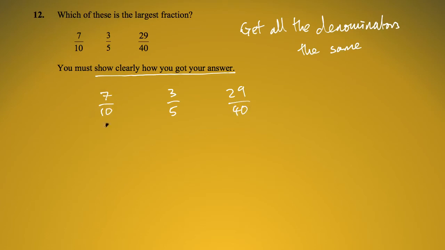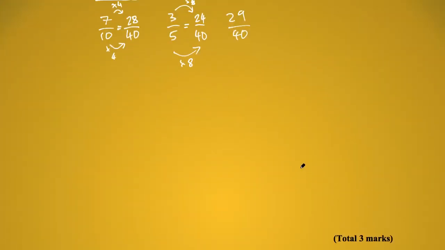So 7/10 times top and bottom by 4 to get to 40. That gives us 7 4s are 28. How do I do the same to get from 5 to 40? I would times top and bottom by 8 in that case. Three 8s are 24. So I can see that this is the smallest, this is the second smallest, and the largest one is 29/40. So, answer to the question, which of these is the largest fraction? Largest is 29/40.